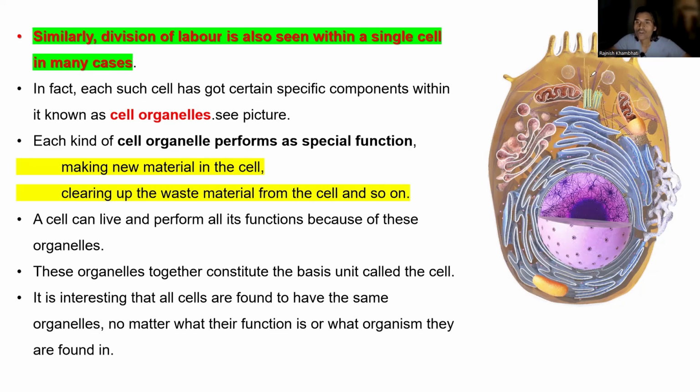Then the mitochondria, the powerhouse of the cell. Now you know the reason why we call it the powerhouse of the cell, because it is producing ATP. So likewise, the functions are divided, and they will be doing a single function and nothing else. A cell can live and perform all its functions because of these organelles. Why is a cell able to do all the functions? Because the cell is not doing the function, it is the cell organelles doing the function.